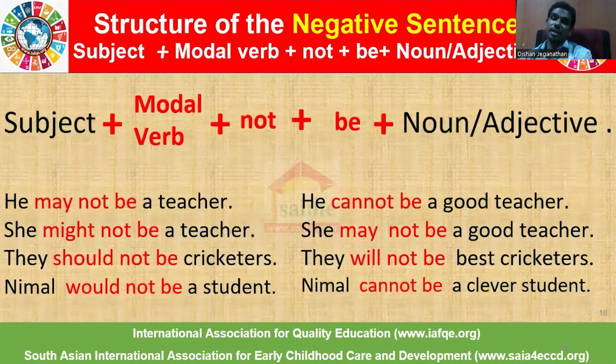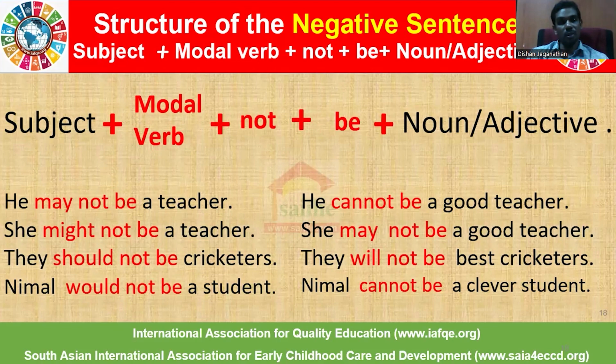Moving on to the negative type, the negative sentence structure would be subject plus modal verb plus not, be, noun or adjective. So when you say negative, we always make use of not. He may not be a teacher. He cannot be a good teacher. In either case, the first sentence makes use of the noun teacher, and in the second example it makes use of good teacher, and good is the adjective.